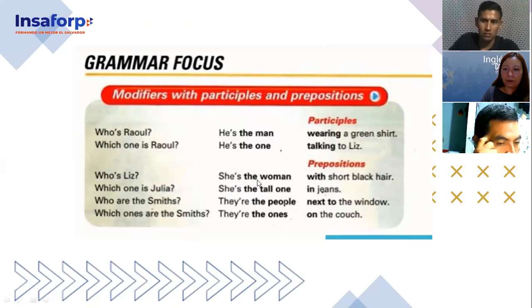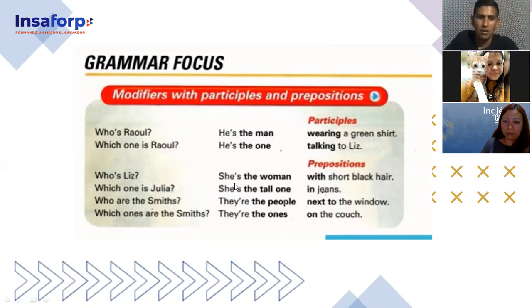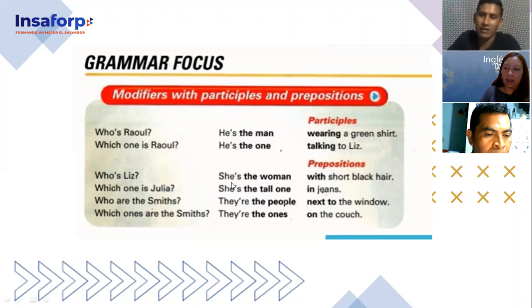Next one. ¿Quién me ayuda a leer las respuestas de acá? Juan, ¿me lee las primeras dos? Y Eduardo, ¿me ayuda con las últimas dos, por favor? I don't hear very well, teacher. It's raining here. Azucena, ¿me ayuda usted, por favor, con estas dos?